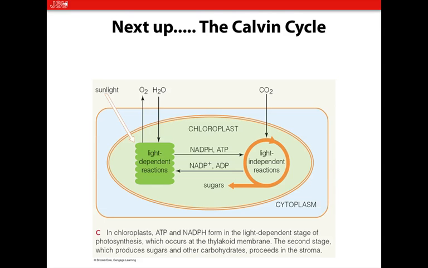Now we're going to talk about the light-independent reaction. Here is a good diagram of what comes in and what comes out. The light-dependent reaction we just talked about took in water and sunlight, and released oxygen, NADPH and ATP. That oxygen is released. But what happens to that NADPH and ATP?